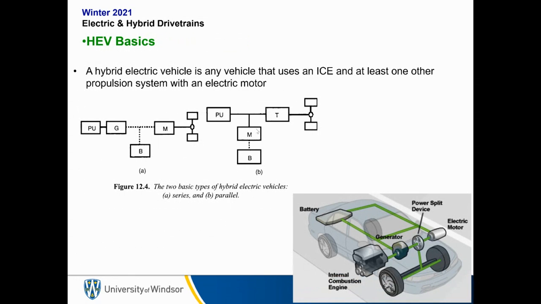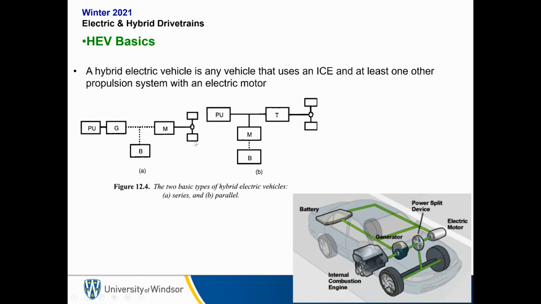Okay, so that was electric vehicles, but what about HEVs or hybrid electric vehicles? So a hybrid electric vehicle is any vehicle that uses an internal combustion engine and at least one other propulsion system with an electric motor. So it can be multiple electric motors, but it has to have at least one.